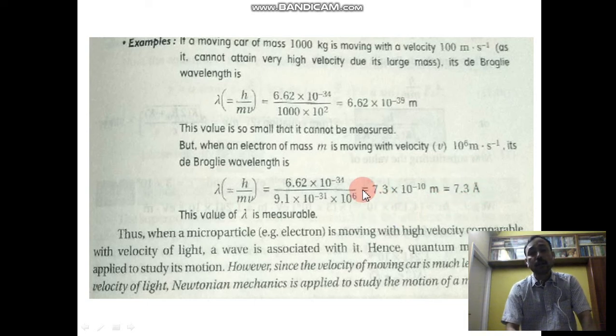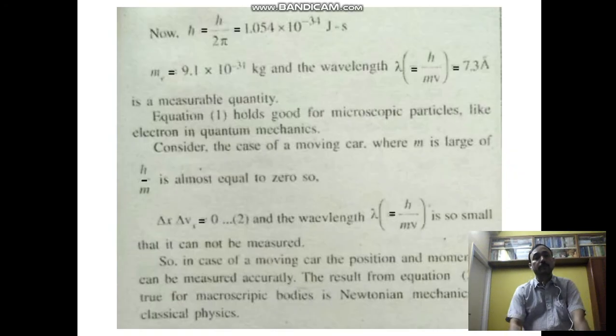If we consider 10^6 meter per second velocity of the electron, then it is 7.3 angstrom. If it is 10^8, then it becomes 7.3 × 10^-2 angstrom. This is a measurable quantity. Now come to this position. So here also this is 7.3. It's a measurable quantity. So equation 1 holds good.